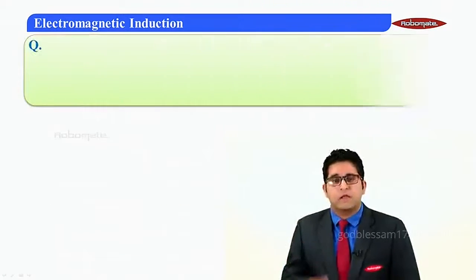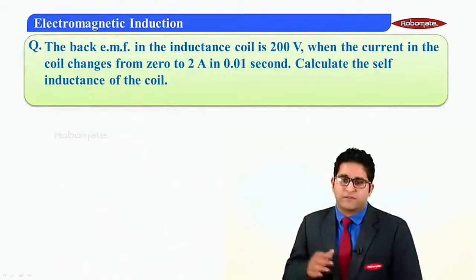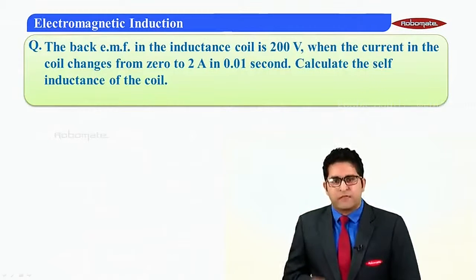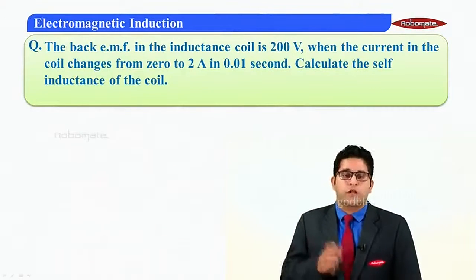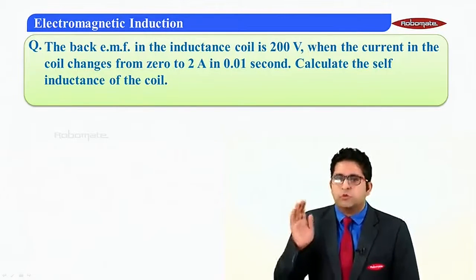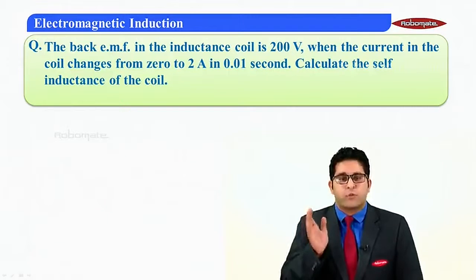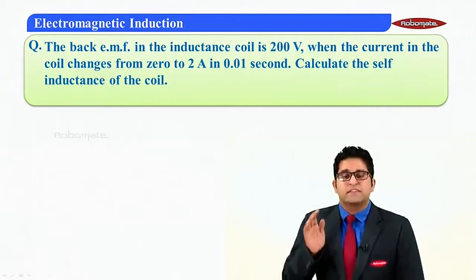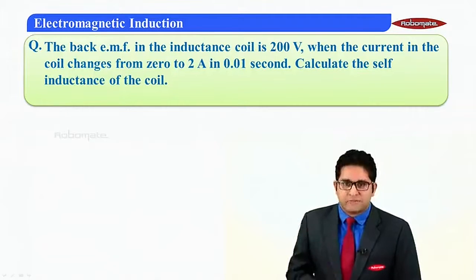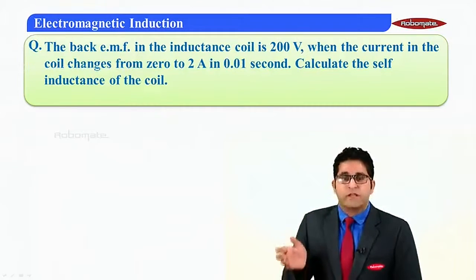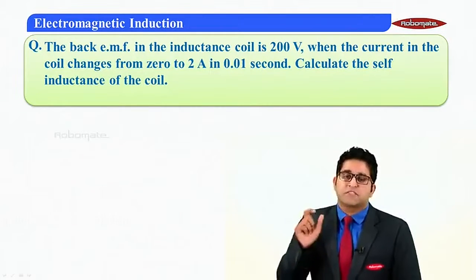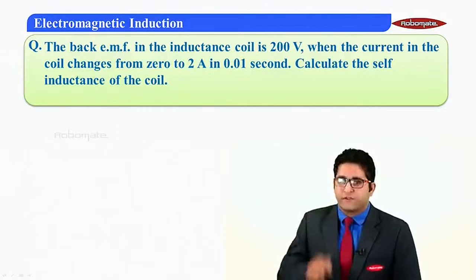Let us solve one numerical which is based on the concept of self-inductance. Now read the question carefully. It says the back EMF in the inductance coil is 200 volts when the current in the coil changes from 0 to 2 ampere in 0.01 second. Calculate the self-inductance of the coil. Now students, in this case, we are provided with back EMF. We are also provided with the variation in current in a given time span, and we are supposed to calculate the value of self-inductance.